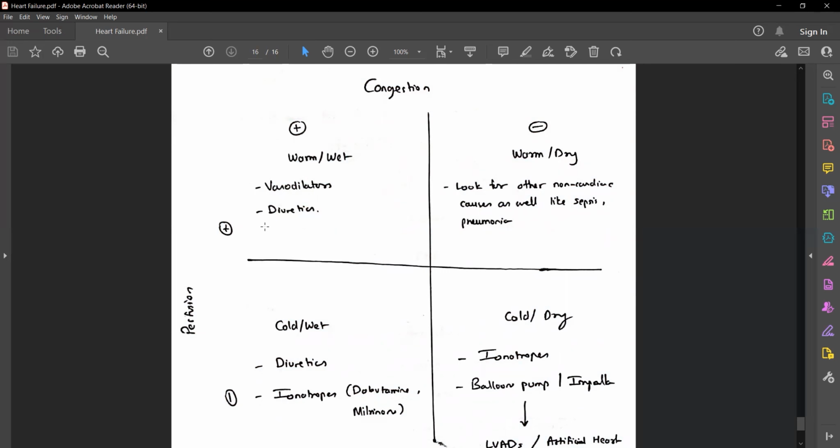So we control the blood pressure in these patients. This is how we'll manage it. And then in the patient who is not congested but has good perfusion, you will also look for other causes of the patient's shortness of breath and other causes of decompensation, like sepsis and pneumonia.